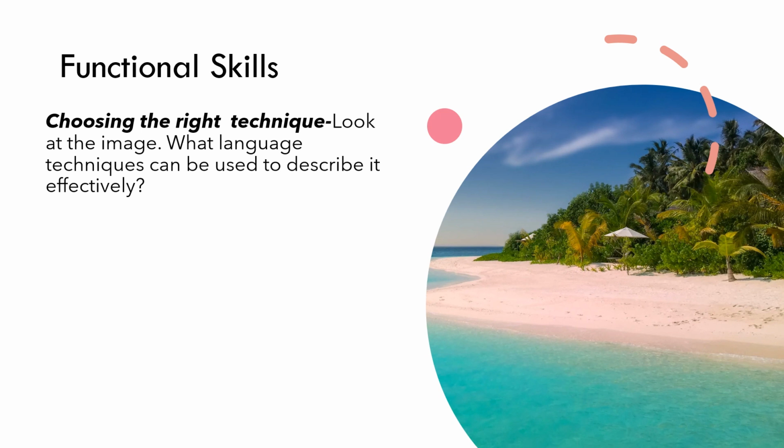Now what we're going to do is think about choosing the right technique. A really good thing to do when you're writing a review or any real form of writing is to try and have a bit of a plan. So we're going to have a look at the image that you can see there on the right hand side. I'd like you to try and think, what kind of language could you use to describe it effectively? Think about it very carefully.